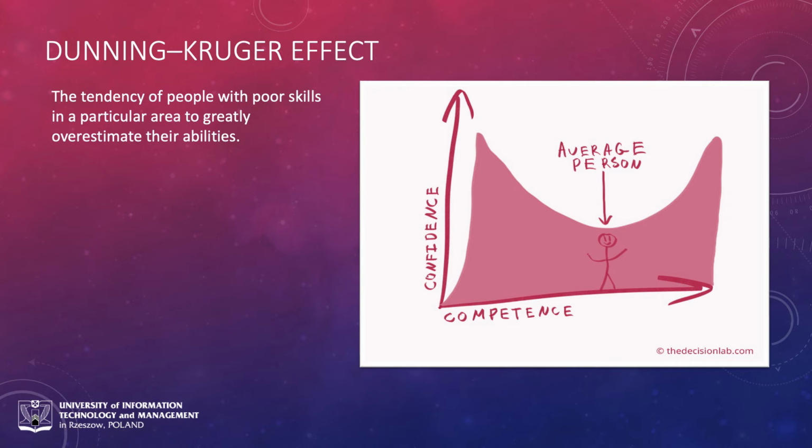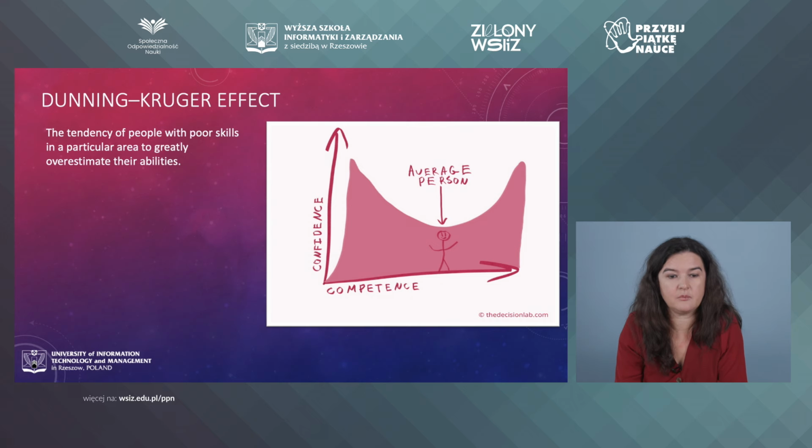Another well-documented error in assessing the credibility of information is the so-called Dunning-Kruger effect, which is a tendency of people with poor skills in a particular area to greatly overestimate their abilities. Some people are convinced that they are smarter and more qualified than they actually are. As the chart shows, the most incompetent people overestimated their skills most dramatically. Conversely, the more competent people underestimate their skills because of their experience and awareness of their shortcomings. This effect shows that incompetent people often suffer the consequences of their ignorance without being aware of it.